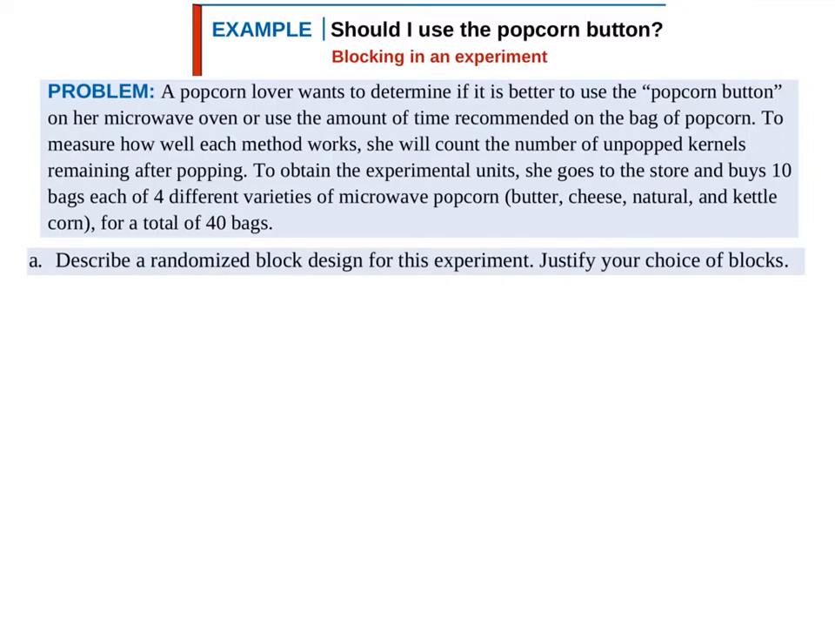To obtain the experimental units, she goes to the store and buys 10 bags each of 4 different varieties of microwave popcorn. So that's butter, cheese, natural, and kettle corn for a total of 40 bags. She must love popcorn. So first up, we're going to describe a randomized block design for this experiment. And oh yes, we're going to justify our choice of blocks.